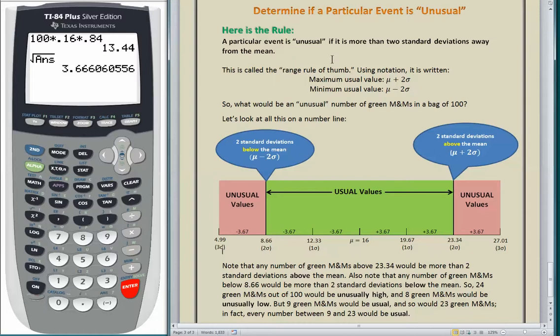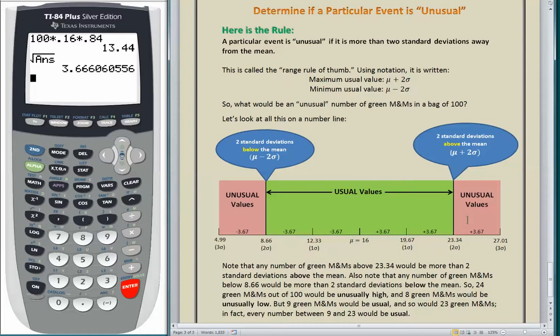Remember, we're trying to find out if we have an unusual result, or what number of green M&Ms would be unusual. And the rule is it would be unusual if it's more than 2 standard deviations away from the mean. Well, here you see this 2 sigma, and here you see this 2 sigma. Those points are 2 standard deviations away from the mean. This one is above the mean, this one is below the mean. So this green shaded area is the area within 2 standard deviations, and we call those usual values. And the red shaded areas are outside of 2 standard deviations, or beyond 2 standard deviations from the mean. These are unusual values on the high end, and these over here are unusual values on the low end.